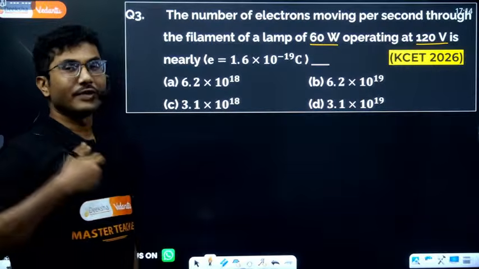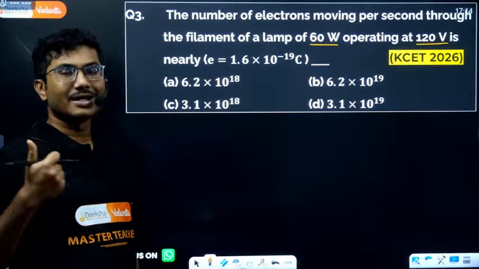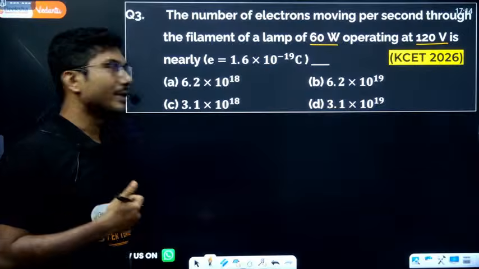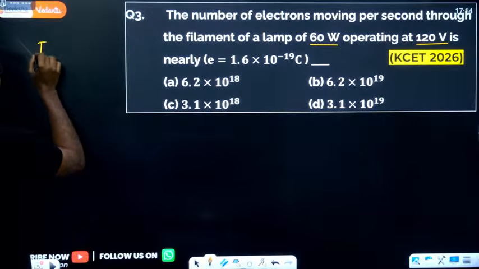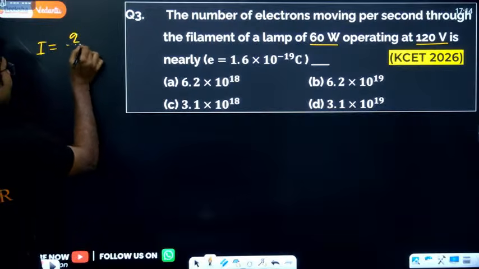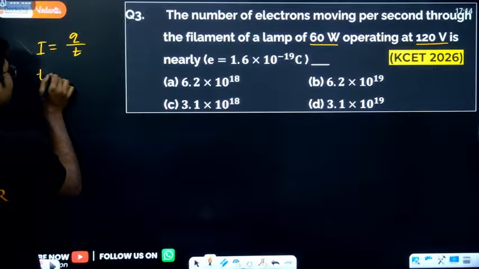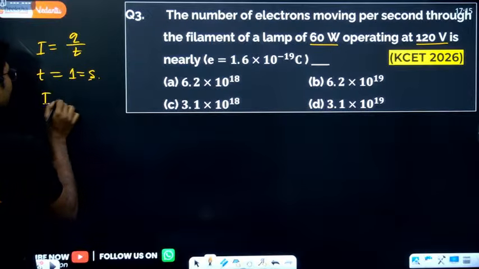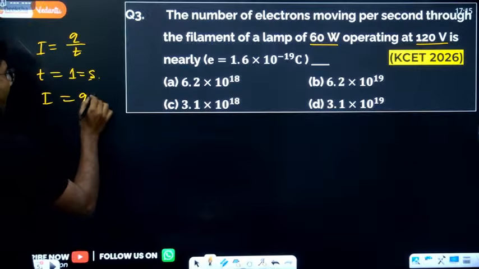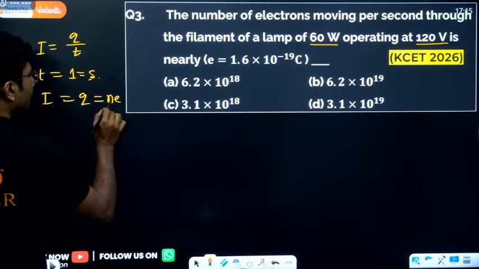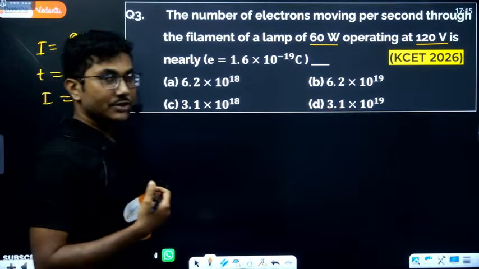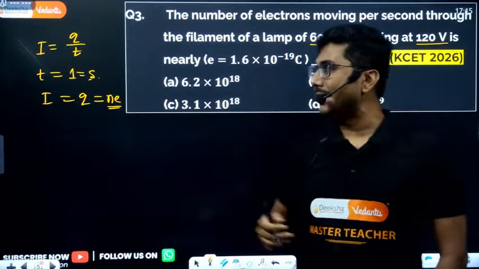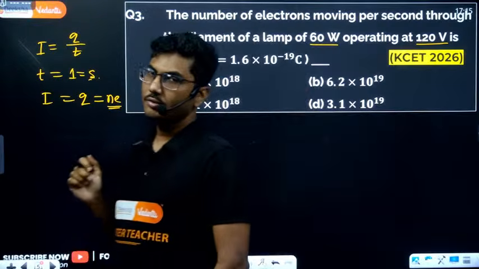So basically the first step is to find the current. Once you can calculate the current, what is current? Current is given by charge divided by time. So if you make time equal to 1 second, then current will be equal to the charge, and then we will use our quantization principle of charges, Q is equal to NE, and we will be able to solve this question.